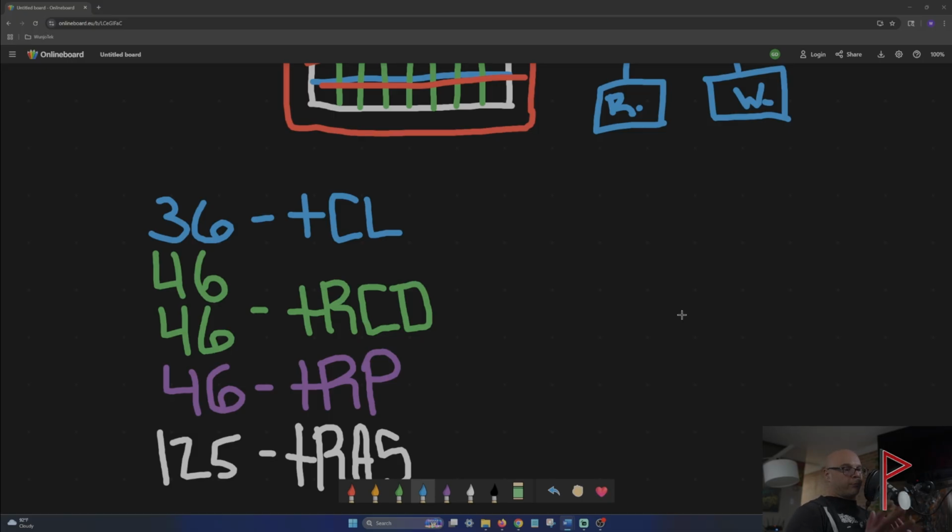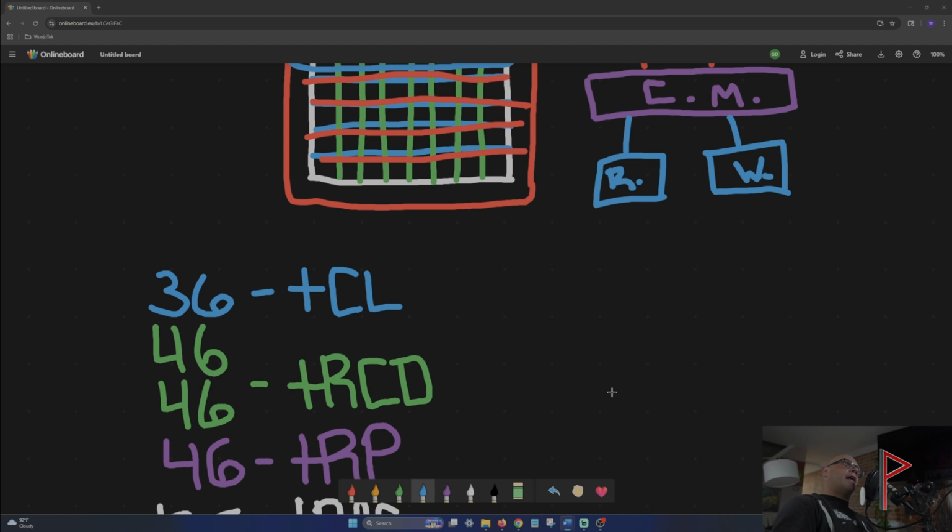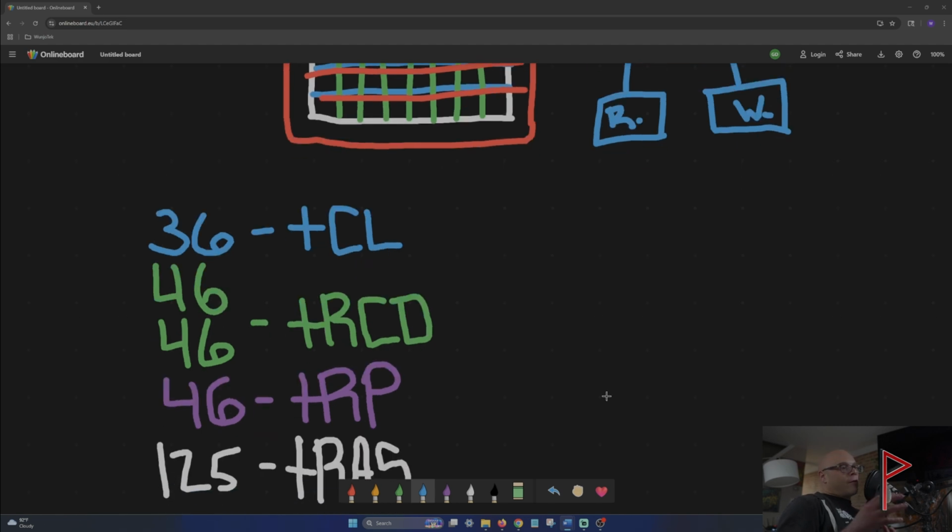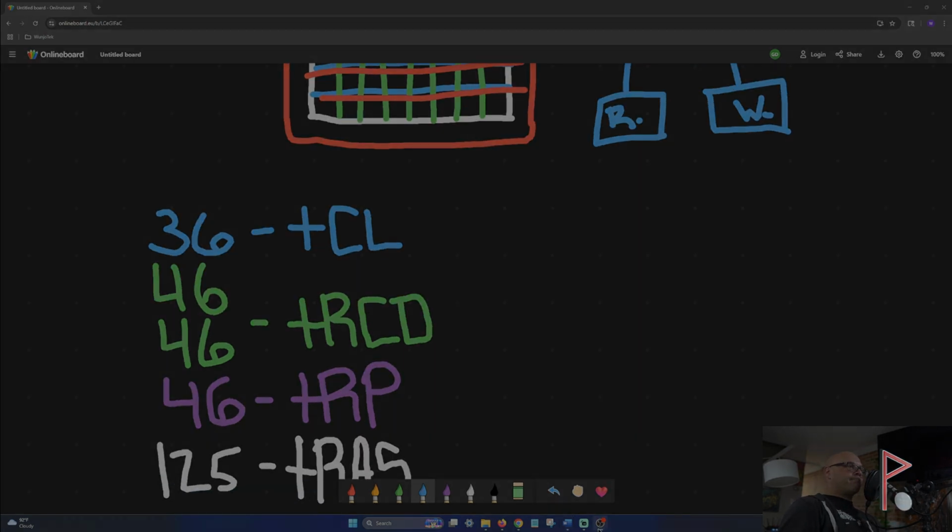We talked about pre-charge when we talked about tREFI. So in order to open a new row, you need to pre-charge first. So tRAS is just the time it takes between the row being active and the subsequent pre-charge to open another row. So now we understand what these primary timings are.